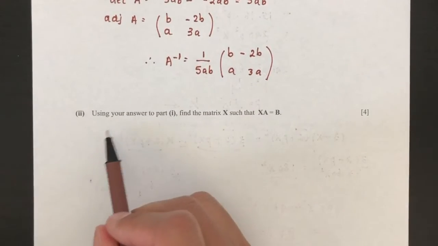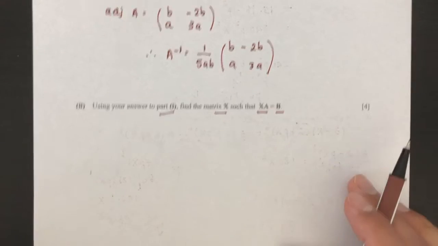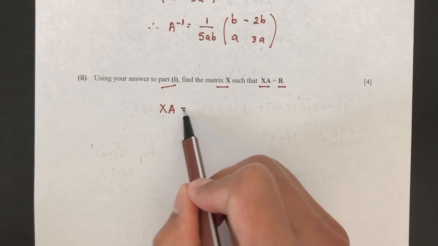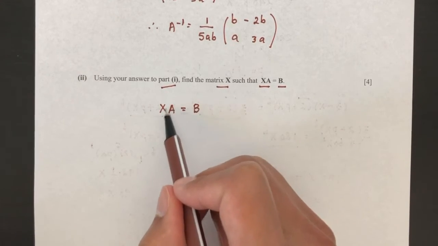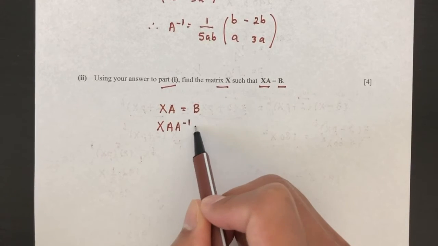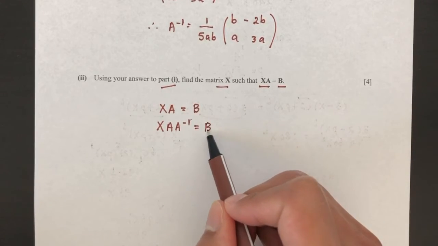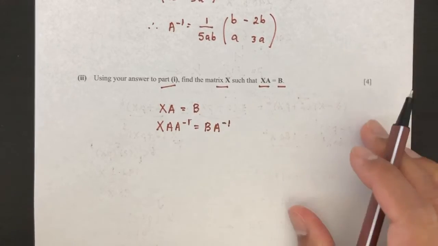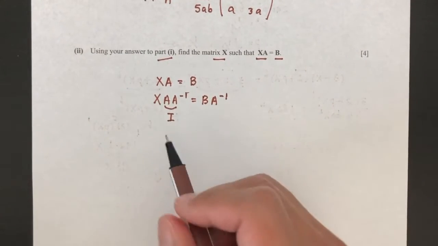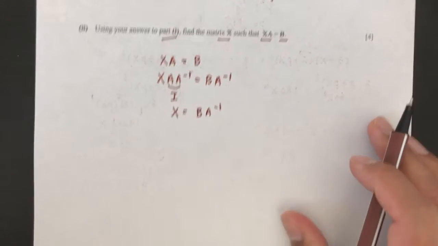Now for part 2, using your first answer, find the matrix X such that this and this. So let's do that. So XA equal to B. So we have to eliminate A, so we can multiply A by A inverse. So since we multiply this on the right side of A, we also have to multiply the same thing on the right side of B. So these two will become I, and X times I is just X. That will be B times A inverse.